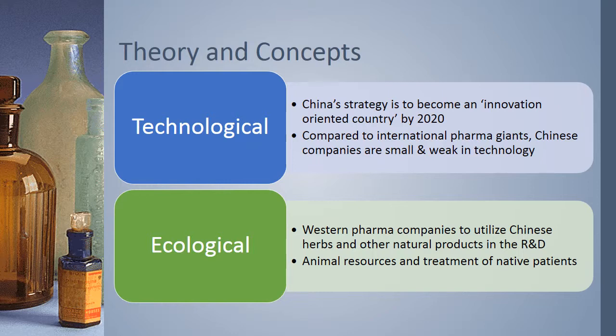Theory concepts continued, technological. China has a strategy to become an innovation-oriented country by 2020 in Chinese pharmaceutical level. But compared to international pharma giants, Chinese companies are still small and weak in technology. Ecological. Western pharma companies to utilize Chinese herbs and other natural products in the R&D. There are greater amount of animal resources and treatment for native patients need to be part of the process of Western pharmaceutical companies.